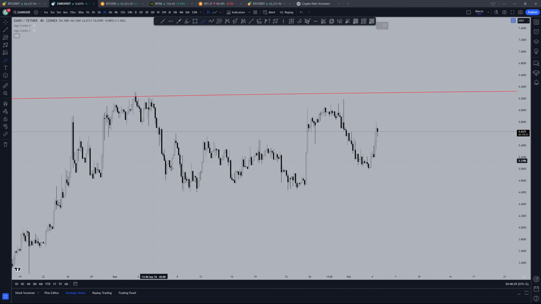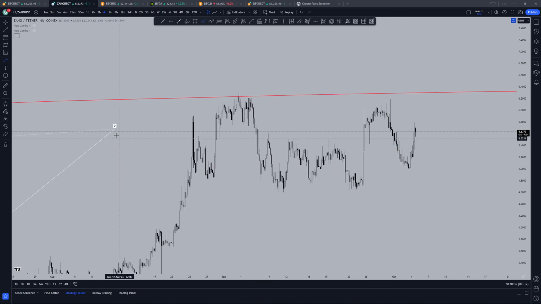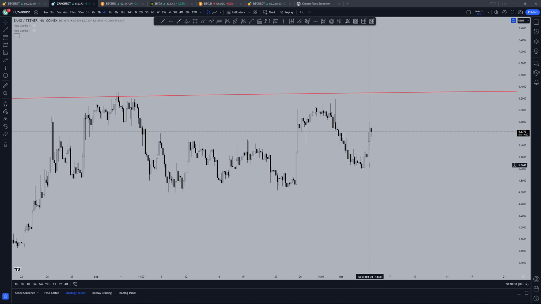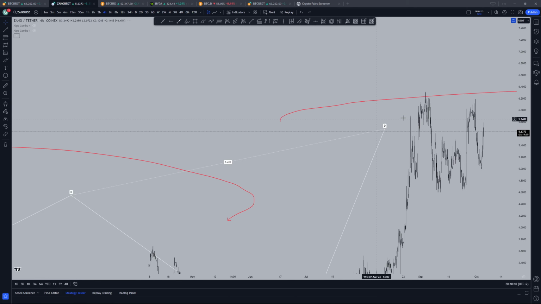Yeah, you can see by the wicks that it is kind of illiquid, so I wouldn't recommend actively trading it. You can maybe start to swing on it or something if you really like it. I don't know. I wouldn't trade this coin personally.